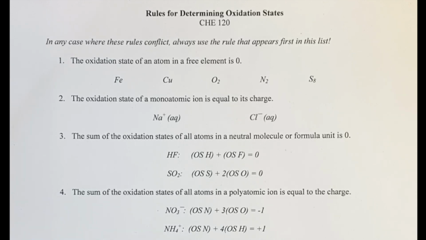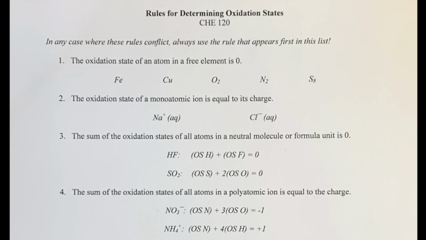Our first rule tells us that the oxidation state of an atom in a free element is 0. So anytime we have a free element in our reaction, its oxidation state is going to be 0. This is going to be a really good, really easy tool for us to use as we get into identifying reactions that are redox reactions.